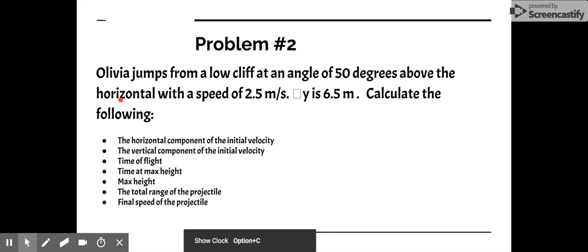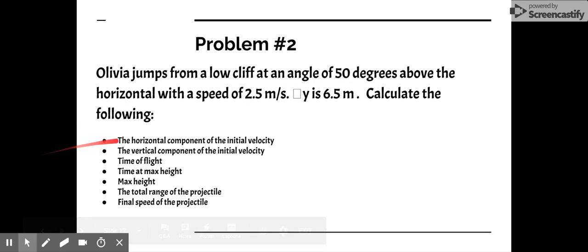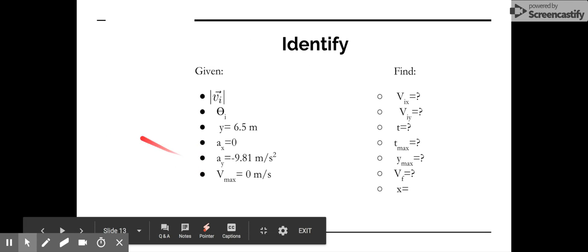Olivia jumps from a low cliff at an angle of 50 degrees above the horizontal with a speed of 2.5 meters per second. Delta y is 6.5 meters. Calculate the following. So we have to calculate 7 things.